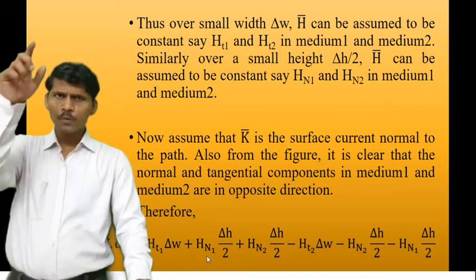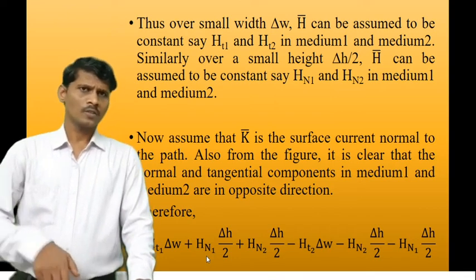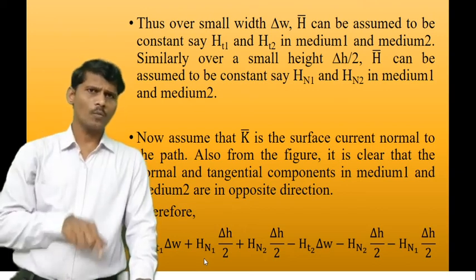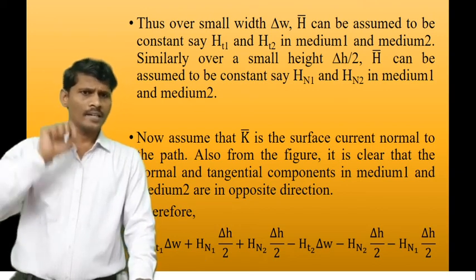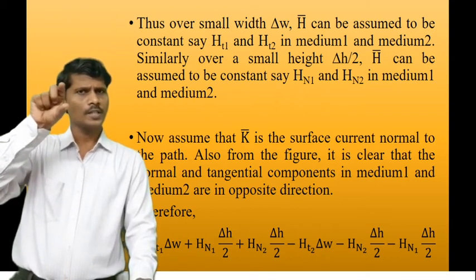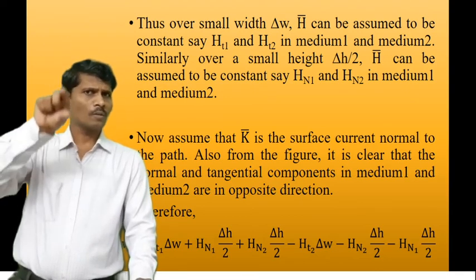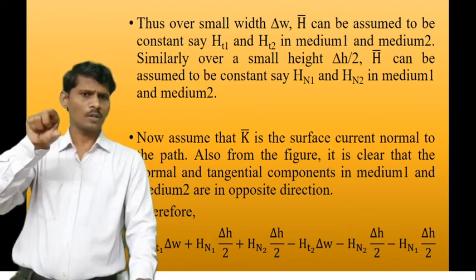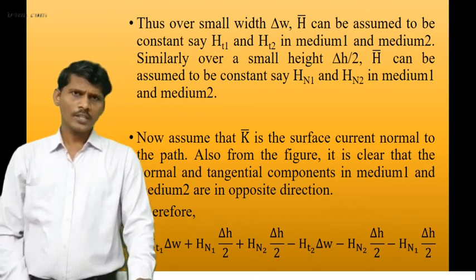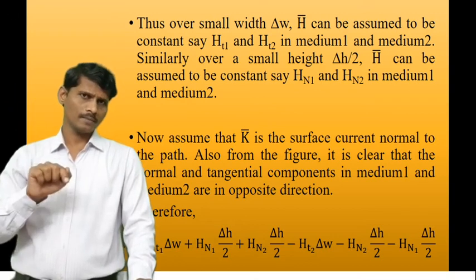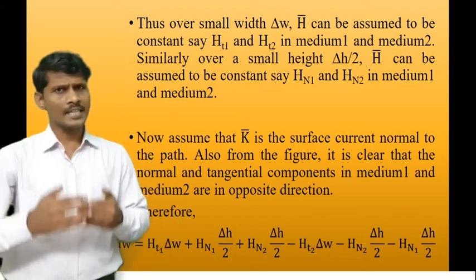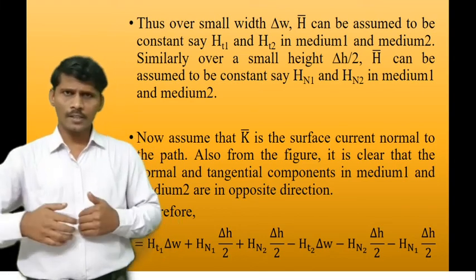plus, B to C. That B to C is parallel to the normal component. So because of that, H normal 1 into what is the height? Delta H by 2. B to 2: path B to 2 is perpendicular to the boundary, so normal components will be present, H normal 1. What is the height of B to 2? Delta H by 2. Plus H normal 2: path 2 to C is also normal to the boundary. That component is H normal 2. What is that height? Delta H by 2.